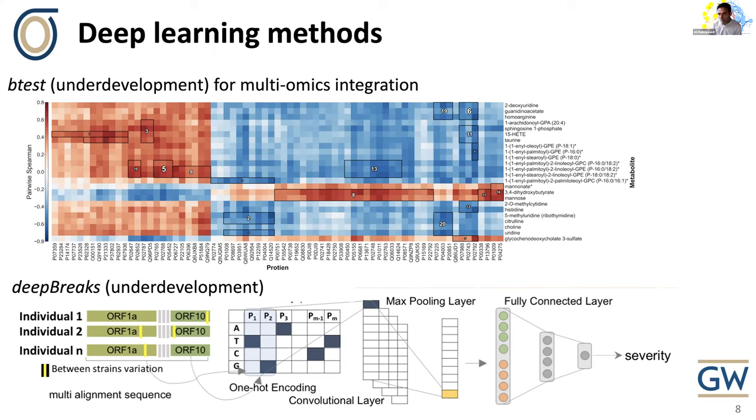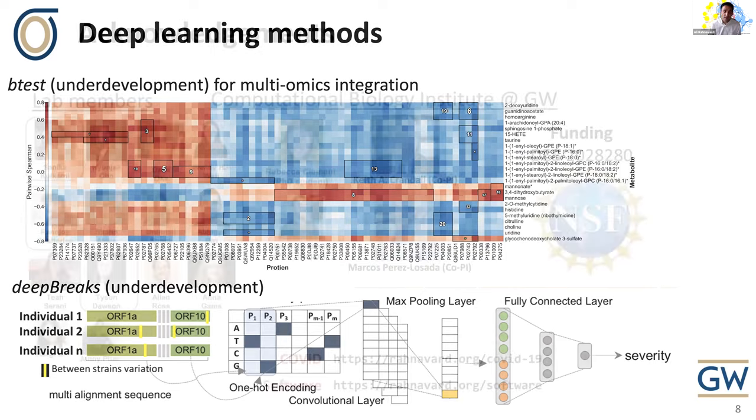Also, we are developing a deep learning approach, which you give the sequencing data and it tells you, in the beginning when a person gets infected, what the severity is going to look like based on the genome of the virus that we get from the infected person. So as you see, we are developing different approaches, including deep learning methods, to investigate the omics data. The first focus was on the viral genome, and now we are moving to the metabolites and proteins and trying to integrate all this information using the deep learning approach.